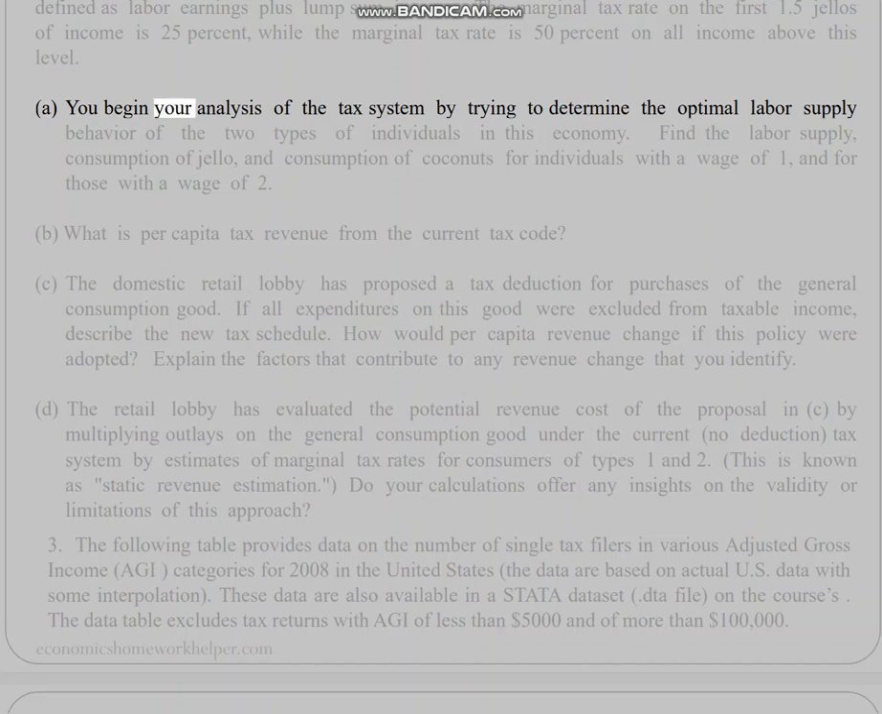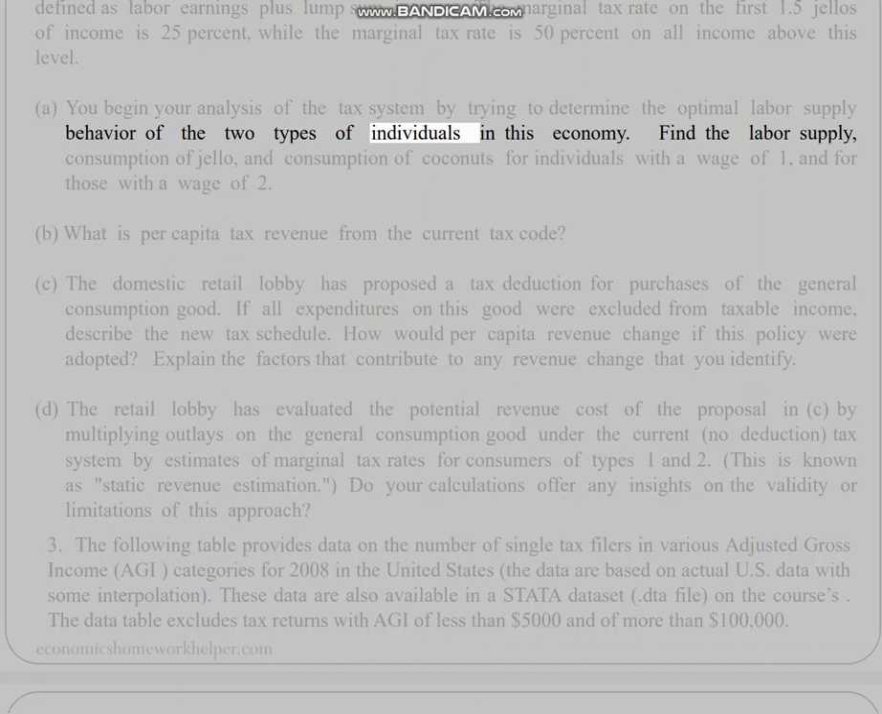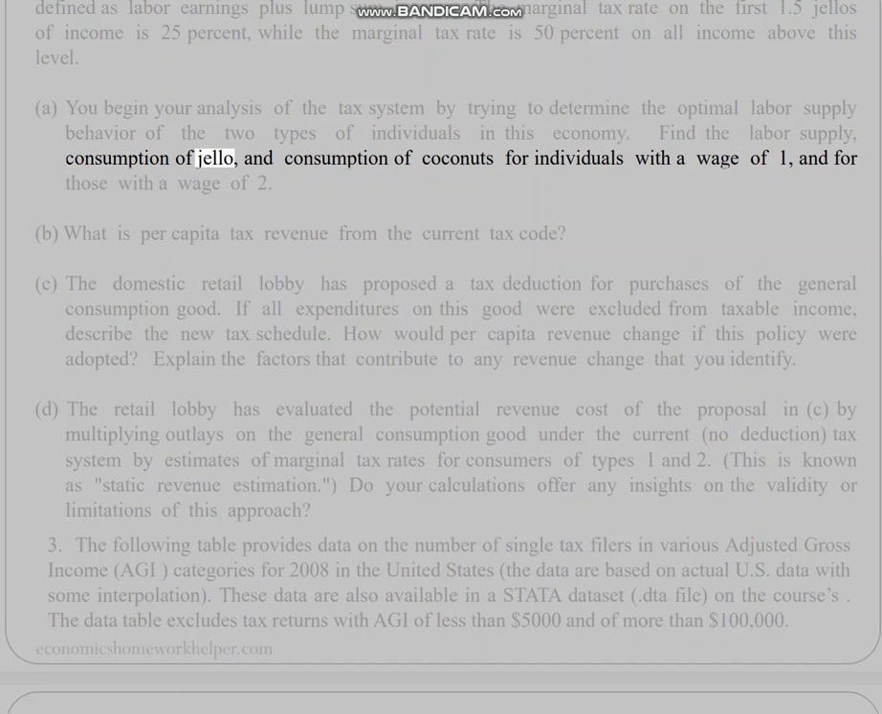A. You begin your analysis of the tax system by trying to determine the optimal labor supply behavior of the 2 types of individuals in this economy. Find the labor supply, consumption of Jello, and consumption of coconuts for individuals with a wage of 1, and for those with a wage of 2. B. What is per capita tax revenue from the current tax code?